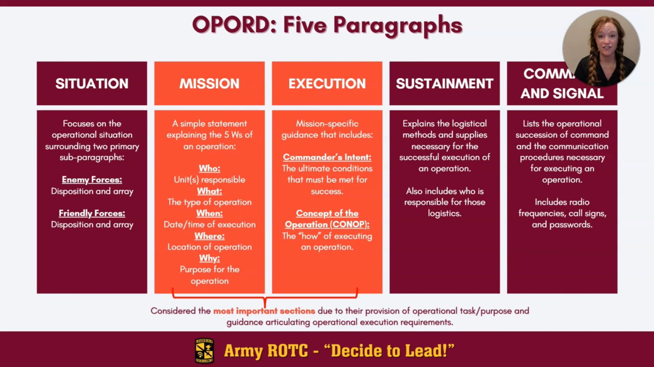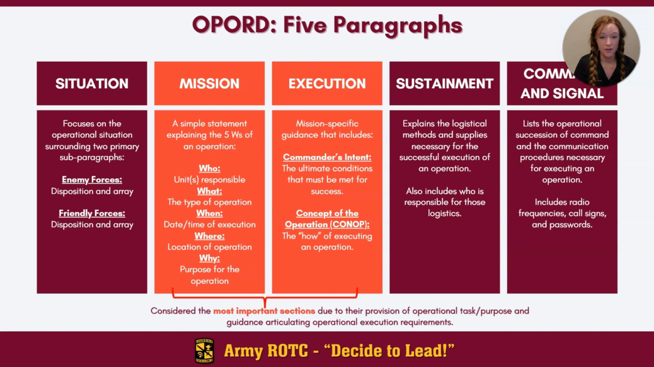Now, execution paragraph, that's a big one. This one's very important. This is truly your meat and potatoes of an operation because it gives that mission-specific guideline. And it includes your commander's intent, which is essentially what the commander says success looks like. The ultimate conditions that have to be met for them to say this was a successful operation. And it also has that big long piece called the CONOP, or the concept of operations. This is the how. This is the, okay, I know what we're doing, but how are we going to do that? What does the leader, the commander envision for how we're going to get from place to place, what we're going to do if, a lot of different pieces and parts.